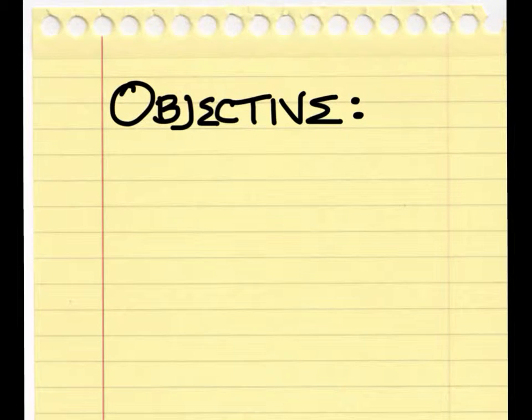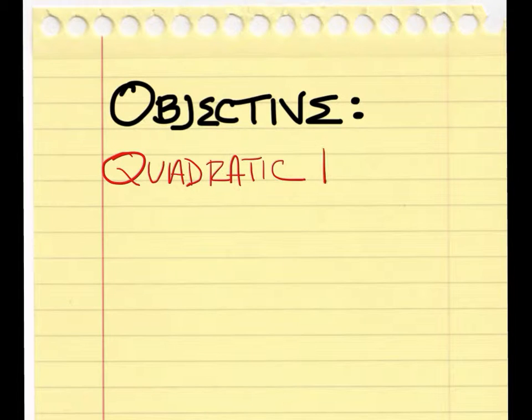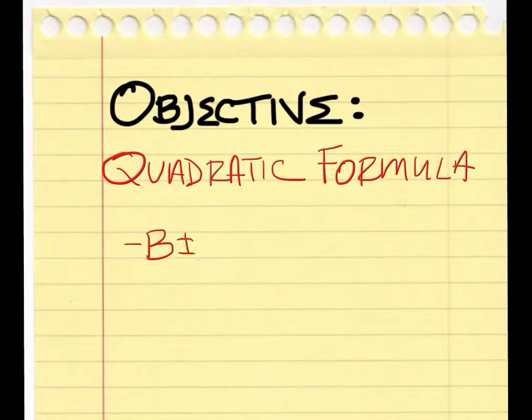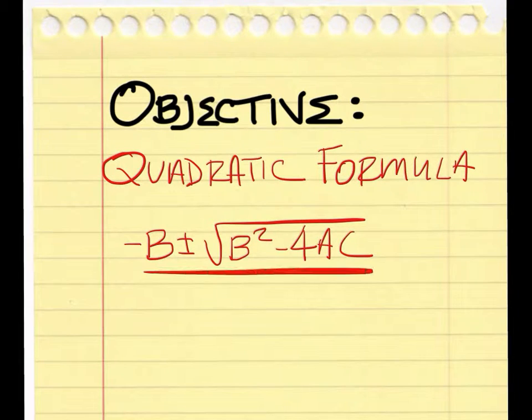Test tomorrow is over the quadratic formula. You must know how to do the quadratic formula. You must memorize the quadratic formula, which is negative b plus or minus the square root of b squared minus 4ac over 2a. You will have one problem in which you have to figure out the missing parts of the problem using the quadratic formula, and then you'll have problems where you have to start from scratch and use the whole formula.